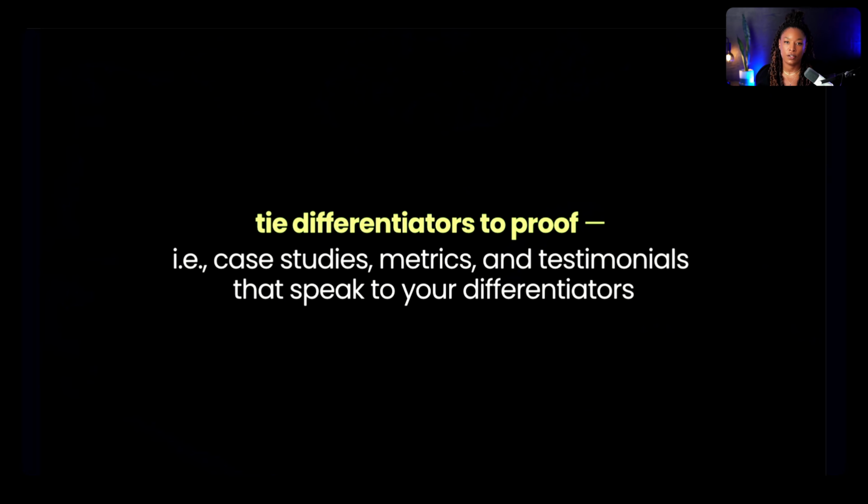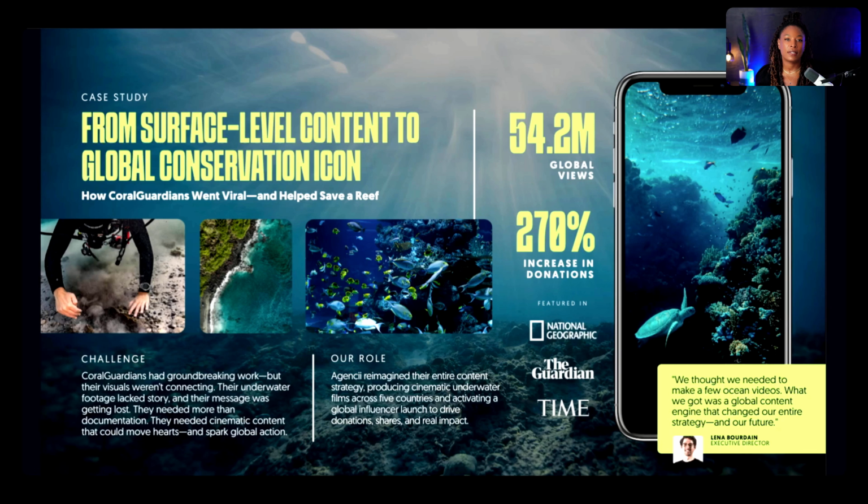So another way to really leverage the competitor analysis grid is to thread those differentiators through the different proof points in your deck. So for example, this is a case study I created for our fictitious agency. And you can do this with case studies, metrics, testimonials, any of the proof points that you're using. In this case, as you can see, it says 270% increase in donations. So that's a focus point on the case study. It's in big text, it's called out.